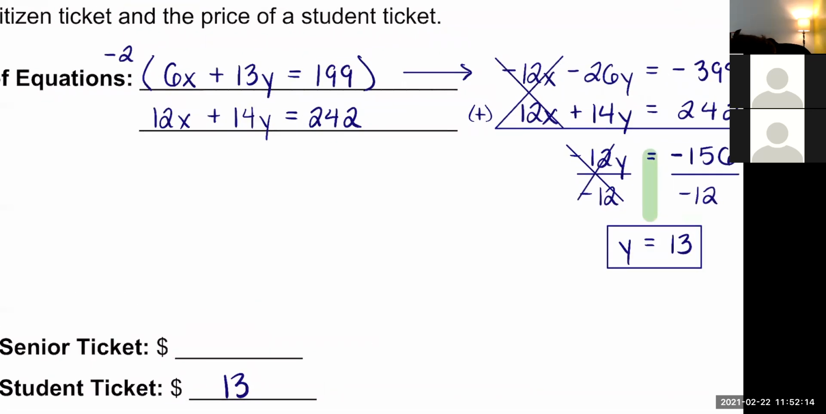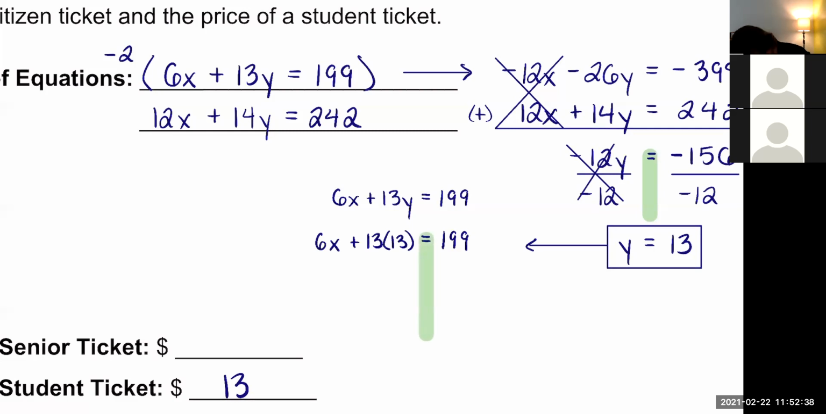So the top equation was 6x plus 13y equals 199. I now know that y is 13. So this becomes 6x plus 13 times 13 equals 199. Thirteen times 13 gives me 169. And then to solve, I'll first subtract 169 from both sides.